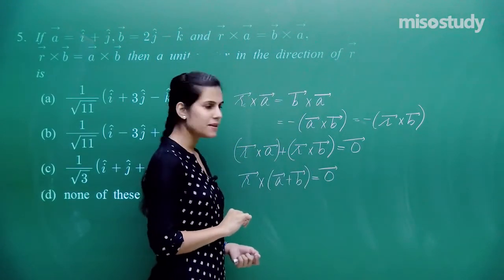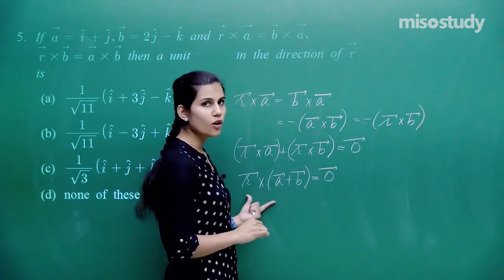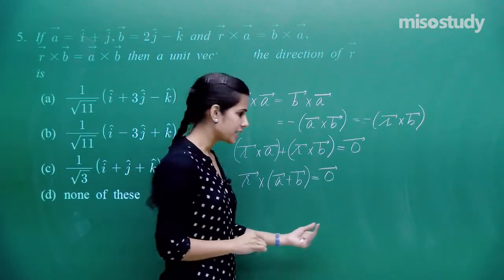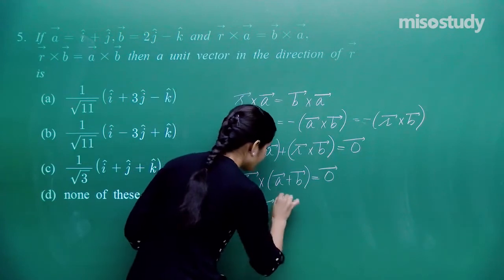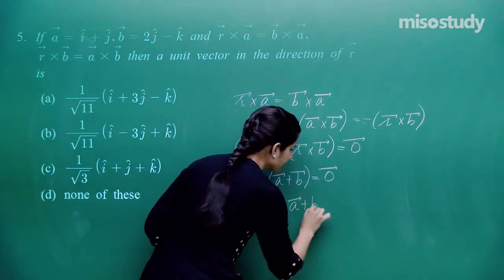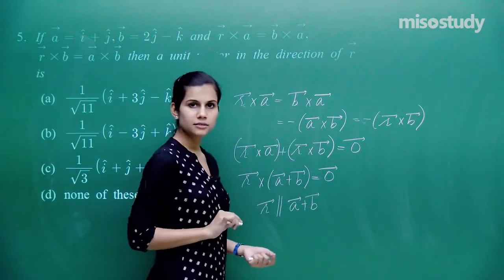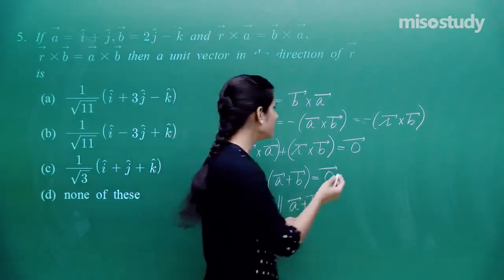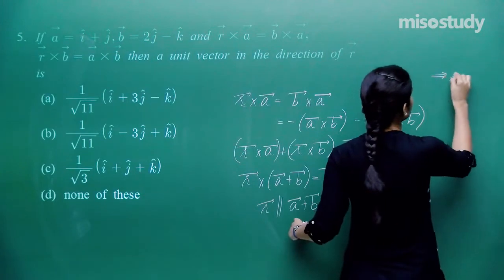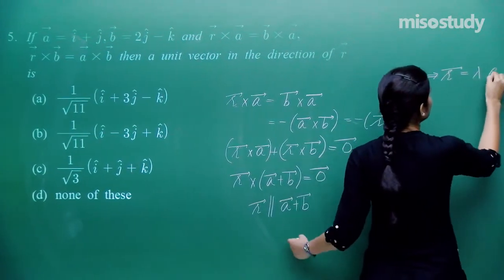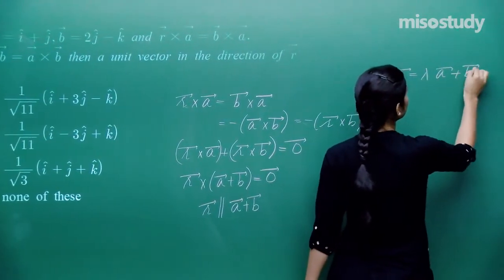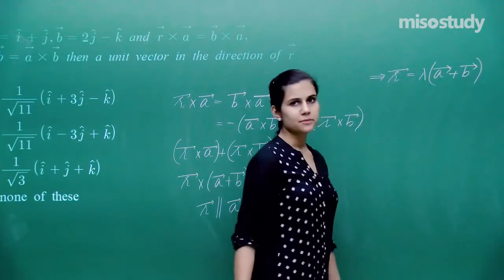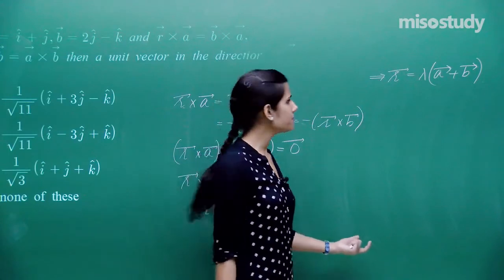What is A vector plus B vector? Okay, so before that, first of all recall what is the meaning of cross product of two vectors coming out to be null vector. It just means that R vector is parallel to A vector plus B vector. If these two are parallel, that means one has to be scalar multiple of the other. This implies R vector is lambda times A vector plus B vector, for some lambda.